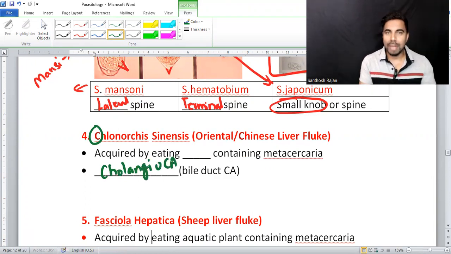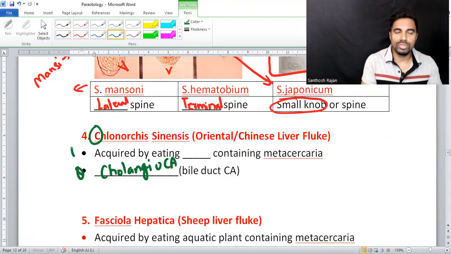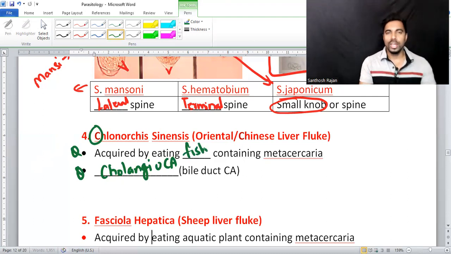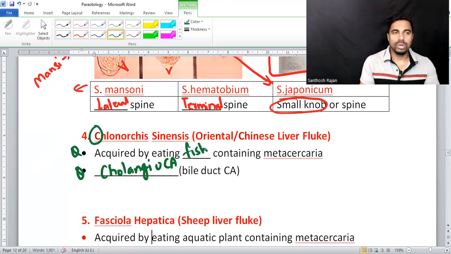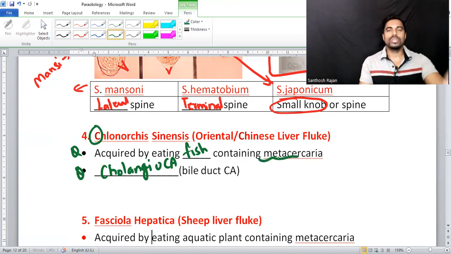Cholangiocarcinoma. That's basically a bile duct carcinoma. Okay, so that's an important question frequently asked. That's what we call liver fluke, Chinese liver fluke. Usually it comes by eating fish, only by eating the fish. So it is acquired by eating fish containing the metacercaria, that causes cholangiocarcinoma.